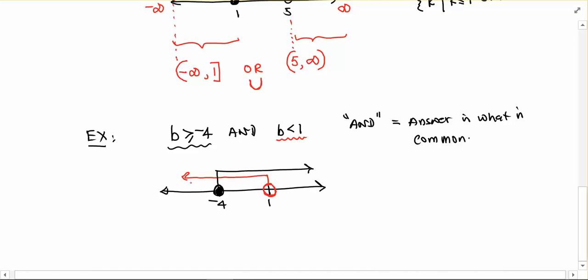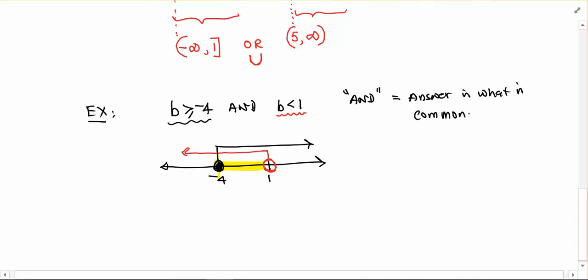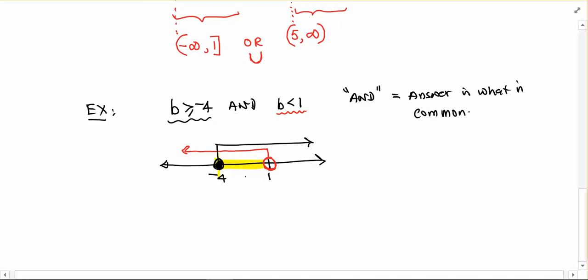Now, if you look at those two answers that I've just drawn, they overlap. They overlap starting here all the way to there. They don't overlap at 1 because 1 is not part of the red answer. But they do overlap at negative 4 because the red answer and the black answer both include it. So all of that area is the overlap, and that is the AND answer. This is the AND region.